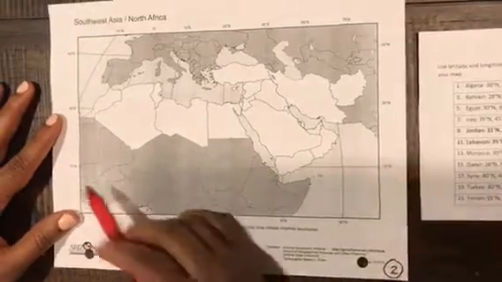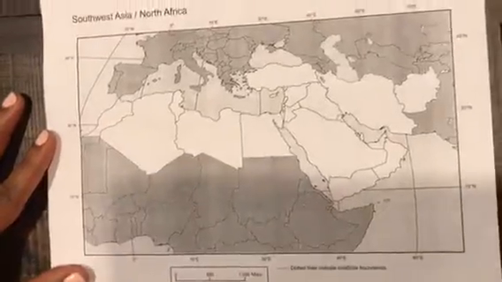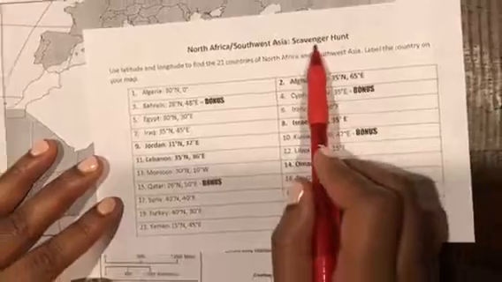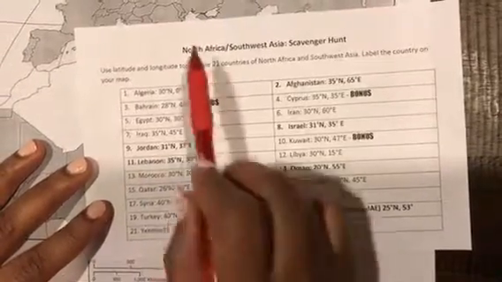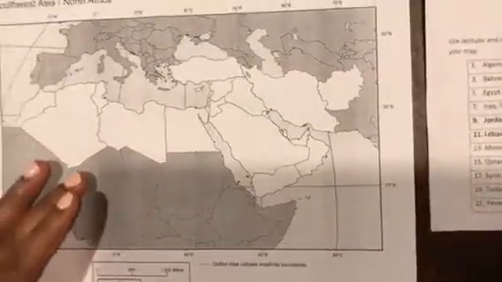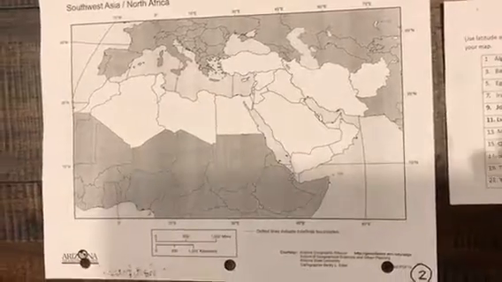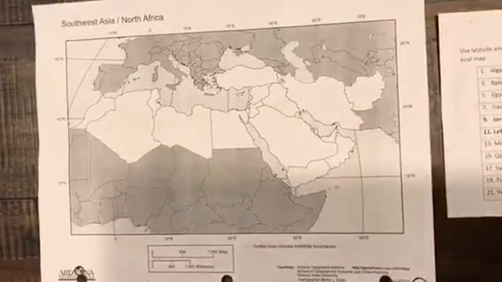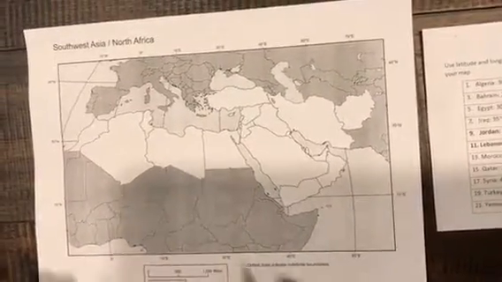Well, I hope that you notice that we've got latitude and longitude on our map, and we're going to be using latitude and longitude for our scavenger hunt to find the 21 countries of this particular region: Northern Africa and Southwest Asia. Okay, what I'd like for us to do is we are actually going to make our lines of latitude and longitude a little easier to deal with.